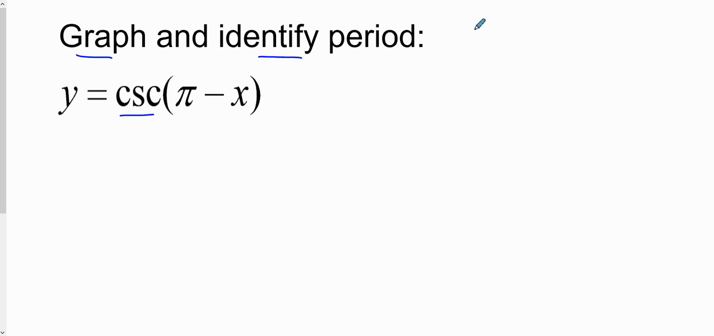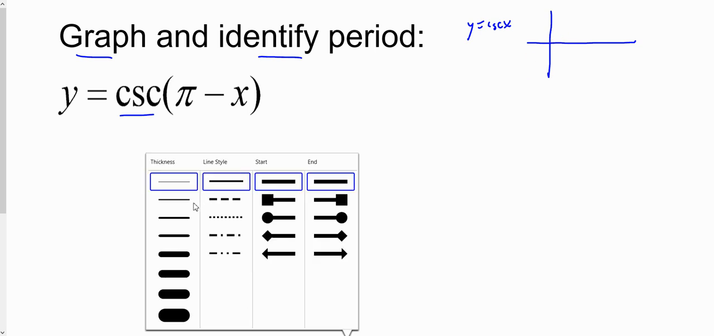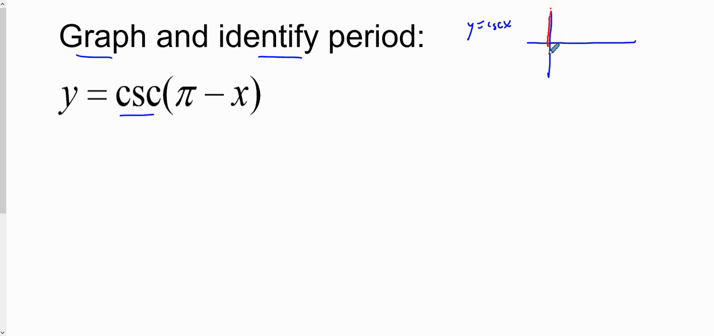Now, if you recall, the regular cosecant function comes to us as a reciprocal of the sine function. So if you think about sine, it normally starts here at 0, 0. So we know that whenever we have a 0 for the sine function, that means we're going to have a vertical asymptote for the cosecant function. And right here, then we go to pi over 2, which will be 1. That point right there is pi over 2, 1.